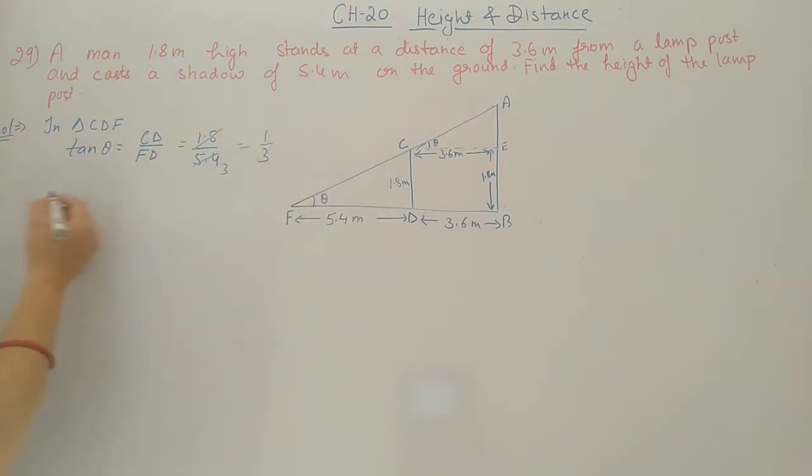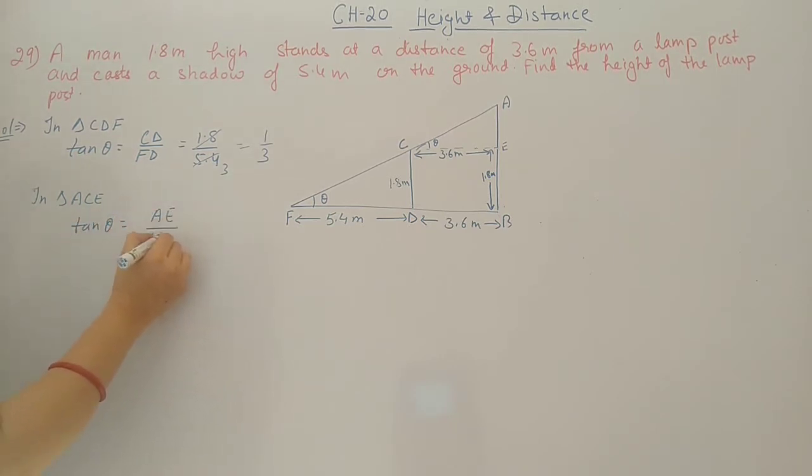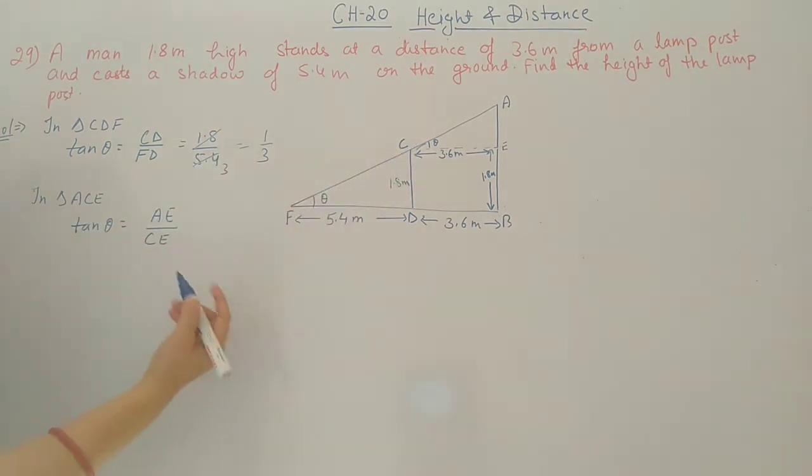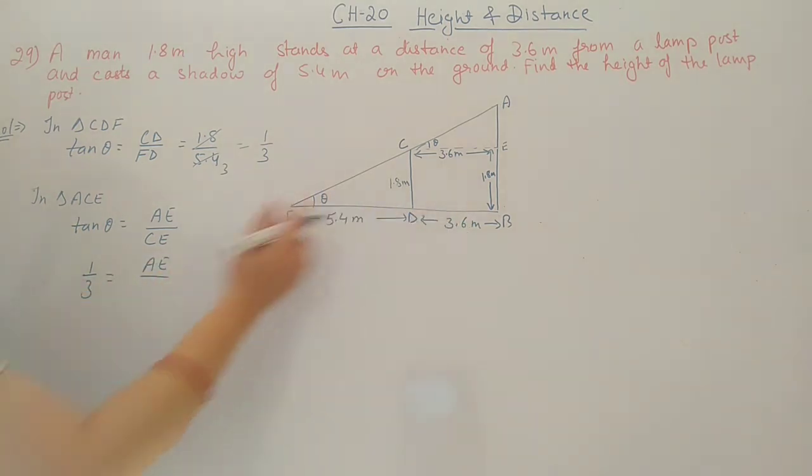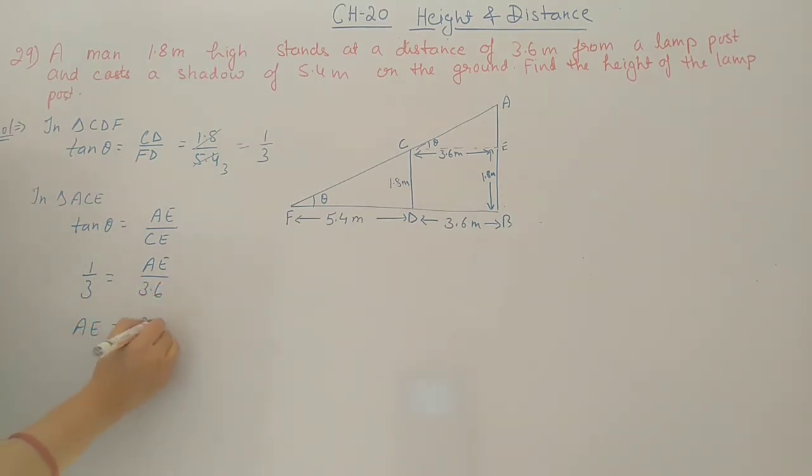Now another triangle we will take, triangle ACE. Tan theta is equal to AE by CE. Tan theta value we have calculated already, because this and this angle are the same here. Both are corresponding angles. So now this is 1 by 3. AE value we don't know, and CE will be equal to BD, 3.6. So AE will be 3.6 by 3 or 1.2 meter.